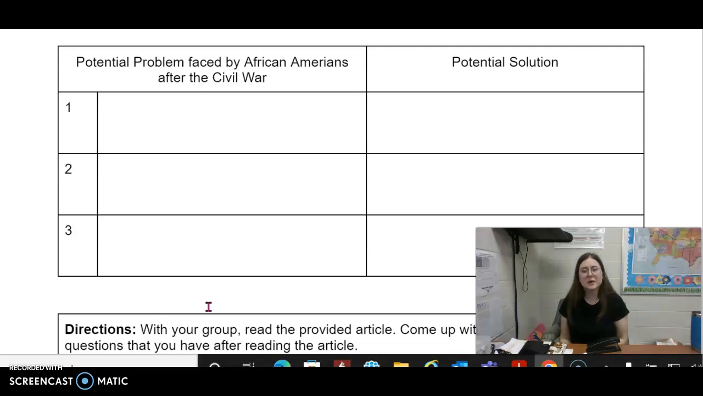So, for example, maybe you don't like what another group left, but in the process of talking about the reasons you don't like their answer, you come up with an answer you do like. And so there's no restrictions on the potential solutions. The groups are able to put whatever they would like.